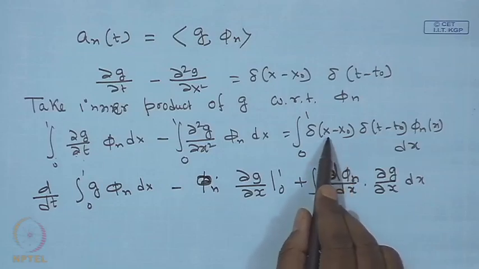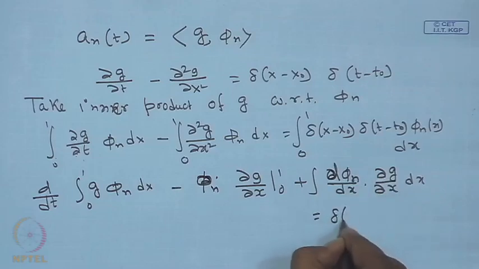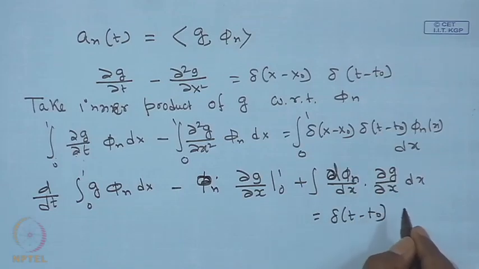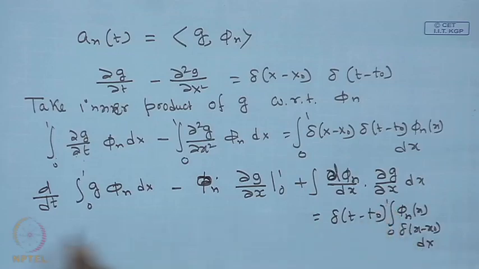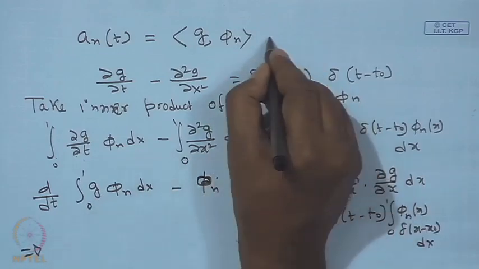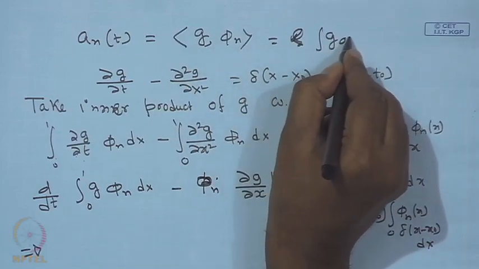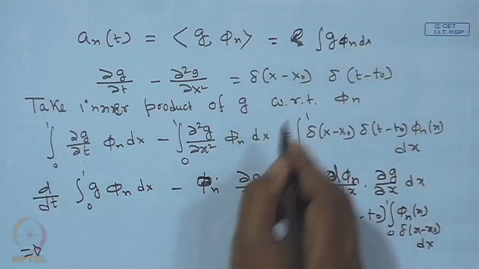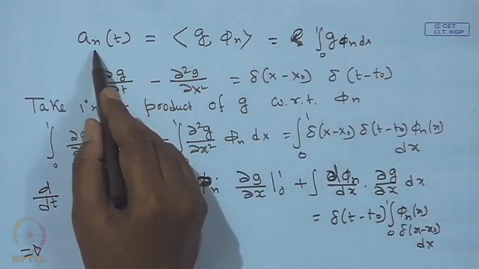Okay. We integrate this out. This integration is with respect to x, so delta t minus t naught can be taken as common, and it will be out of the integral. So, it becomes phi n x delta x minus x naught dx from 0 to 1. The integration of g phi n is nothing but the inner product of g and phi n, which is the integral of g phi n dx over 0 to 1. The integration of g phi n is nothing but a n t.